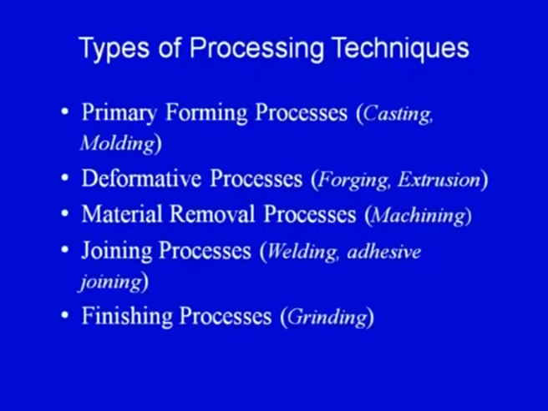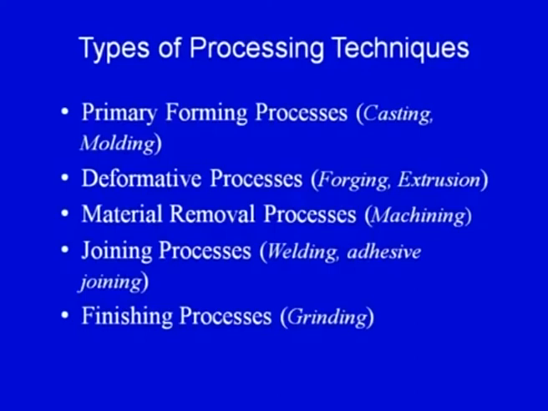And then we have the joining processes. In joining processes we have welding, we can have adhesive joining, we can have brazing, soldering, there can be permanent joining processes, there can be temporary joining processes, and finally we go for the finishing processes. In finishing we can have grinding, and there can be other processes like honing, lapping, which depend upon the specific requirement. So, what are the types of processing techniques? Again we want to revise that there are different types of processing techniques such as primary forming processes, deformative processes, material removal processes, joining processes and finishing processes.